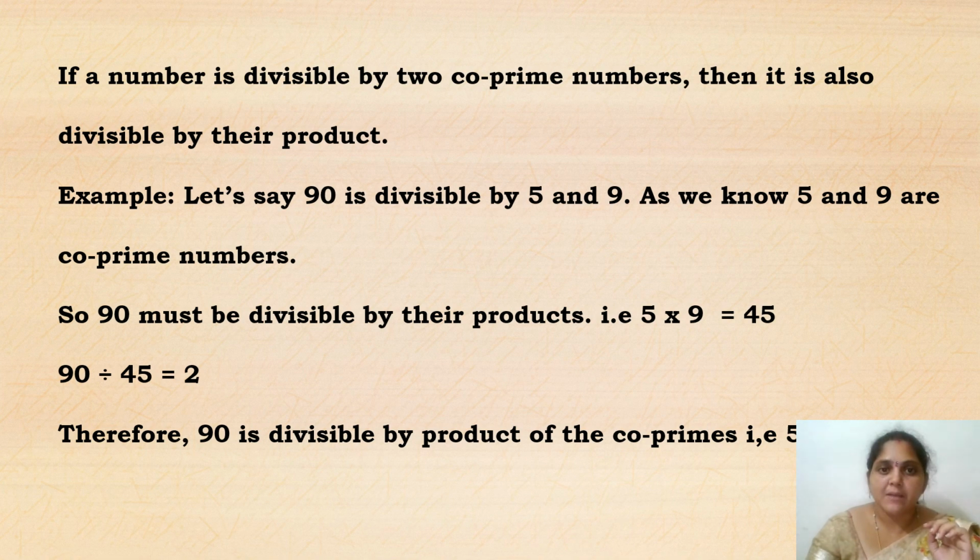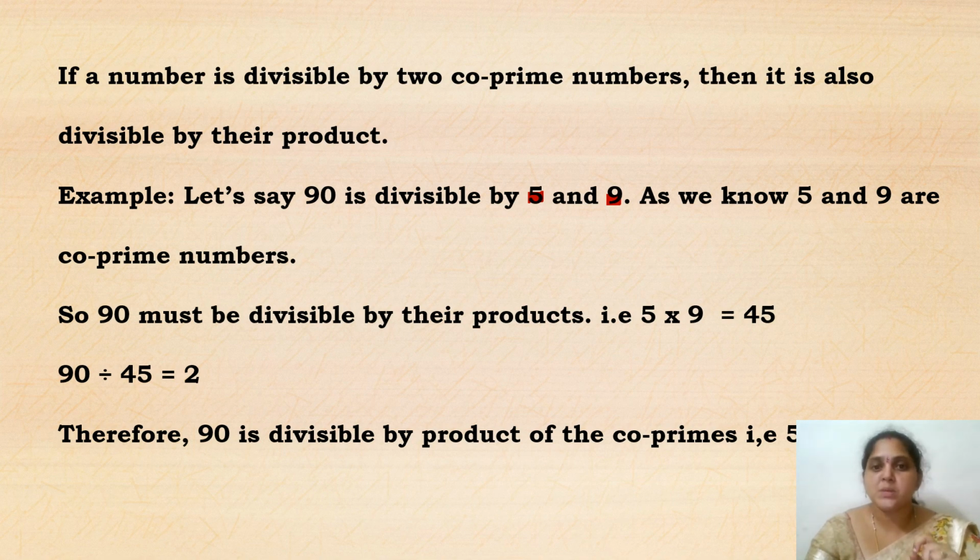Now, if a number is divisible by two co-prime numbers, then it is also divisible by their product. What is meant by co-prime numbers? Numbers which have 1 as the common digit, right? Let's say 90 is divisible by 5 and 9. You can see 5 in the 1 table and 5 table, and 9 in the 1 table and 9 table. So what is the common digit there? 1 is the common digit. Those types of numbers are known as co-prime numbers.